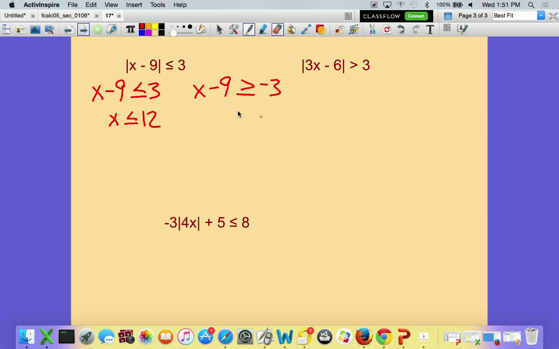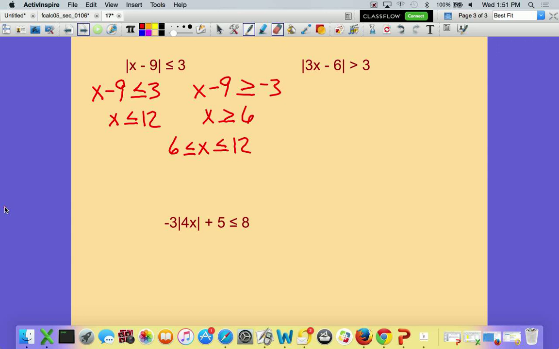Okay, we add 9 over here. X is greater than or equal to 6. So we are thinking that our answer is x greater than or equal to 6 and less than or equal to 12. Well, let's test that out. Let's throw a 7 in there. 7 minus 9 is negative 2. Absolute value of negative 2 is 2, which is less than 3.